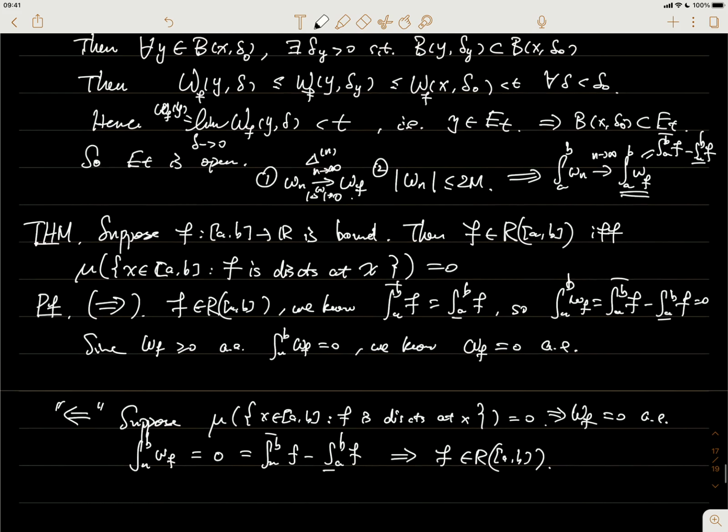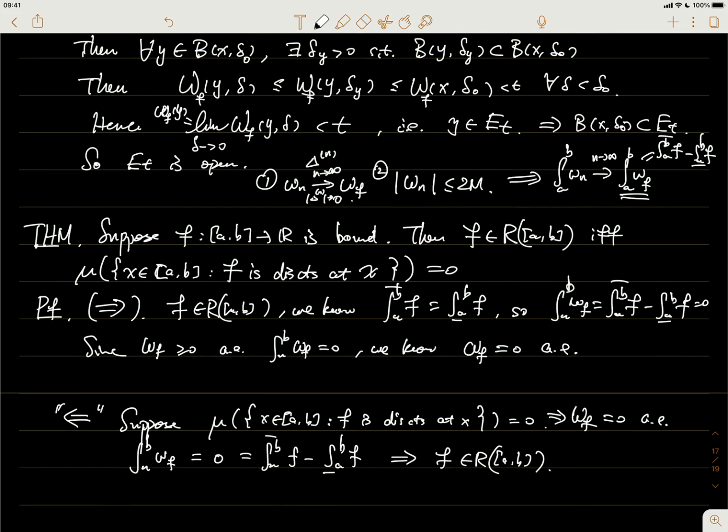Okay, so that's the sufficient and necessary condition for a function f to be Riemann integrable. When we use the Lebesgue theory, it's pretty easy to show this. I think you know, from when you learned calculus or analysis, that when the function has finitely many or countably many discontinuous points, then the function f is Riemann integrable.